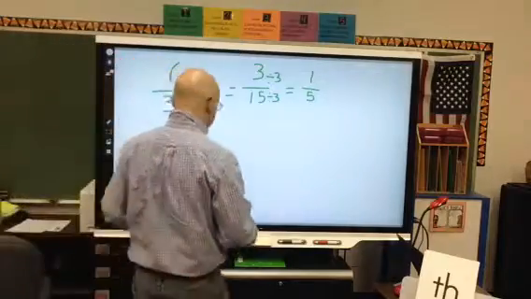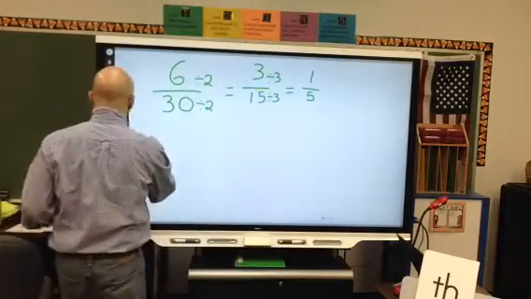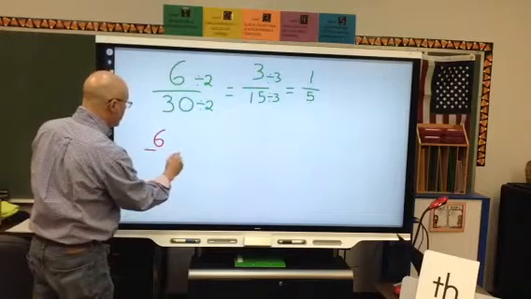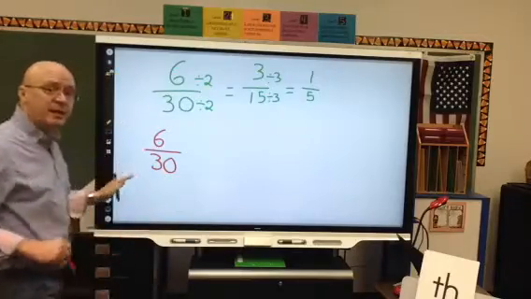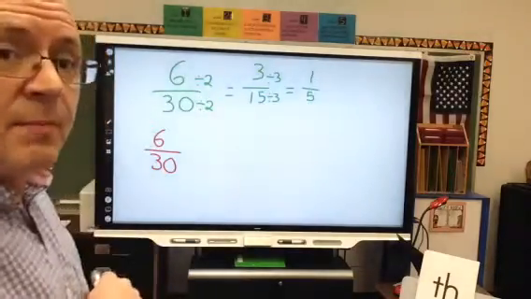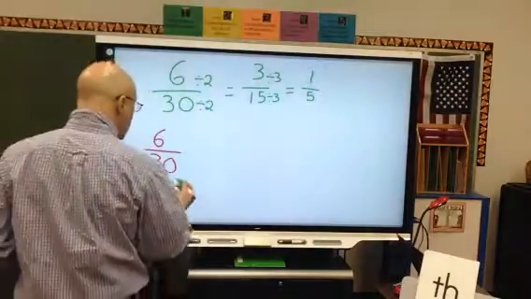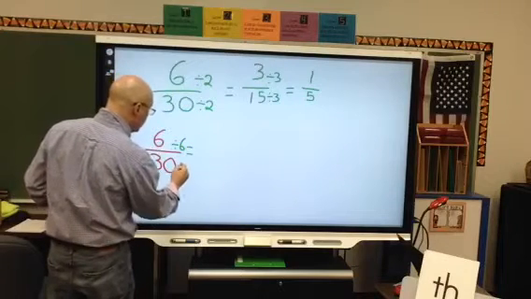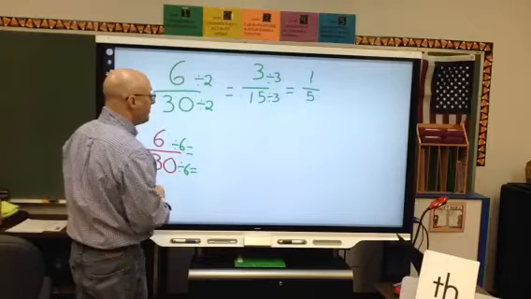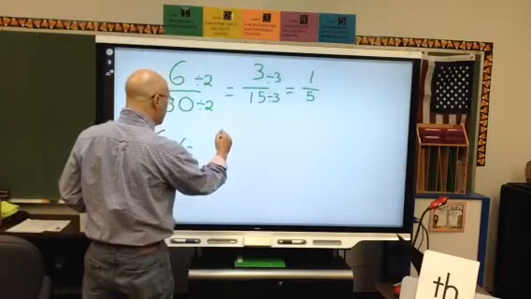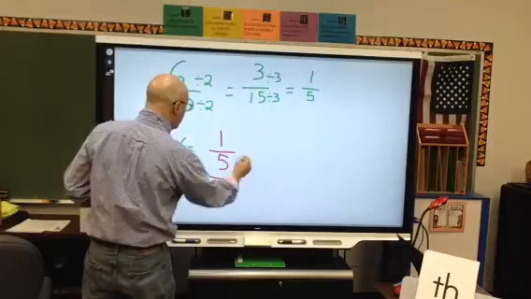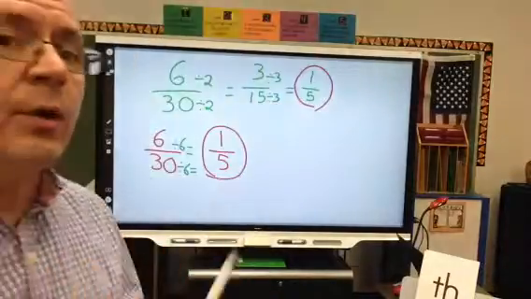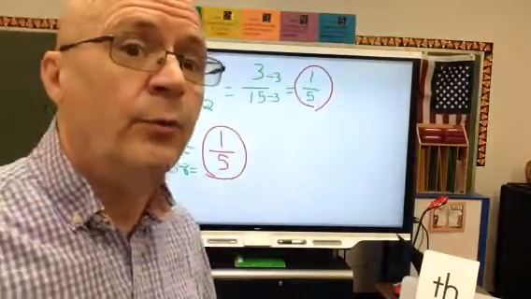But check this out here. This is kind of what I want you to see. Let's say I have the same fraction down here, and let's say you look at that and you see, wait a minute, I can divide both of those numbers by 6, right? Because 6 divided by 6 is 1, and 30 divided by 6 is 5, right? So you get the answer right away, 1/5. And if you look, these two are the same. Okay? There's more than one way to do this usually.